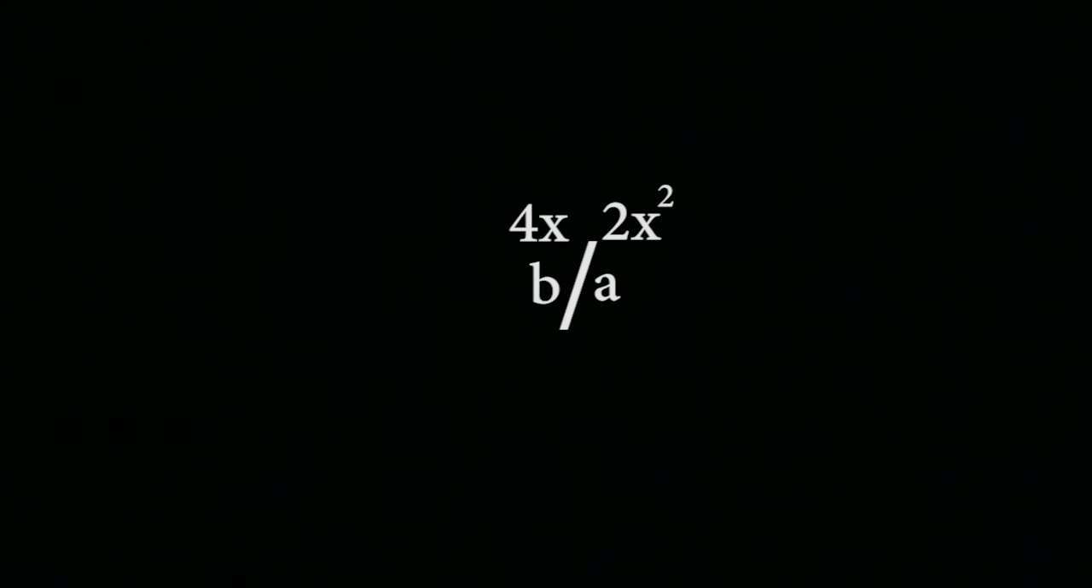Step 2. You divide B by A. That equals 2. Alright, easy. Step 2 is easy. Unless you don't know how to divide, I guess. Anyways, on to step 3.